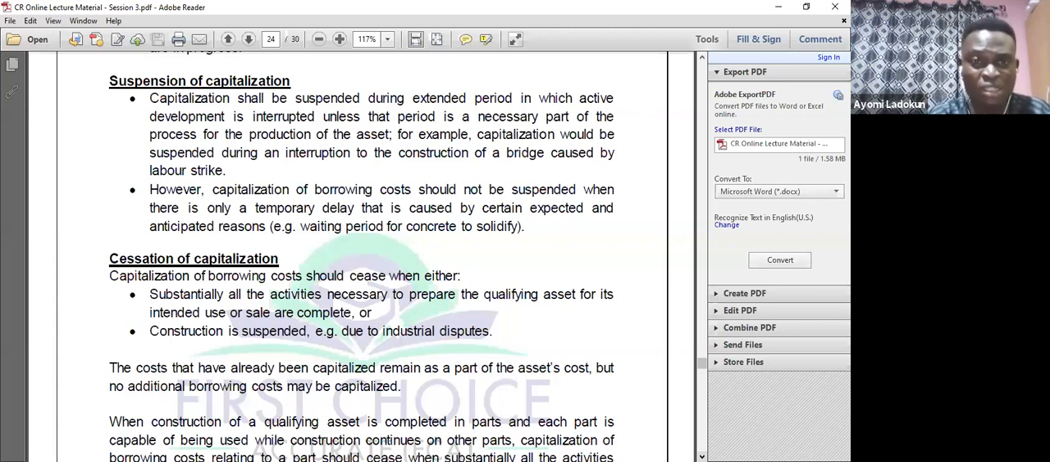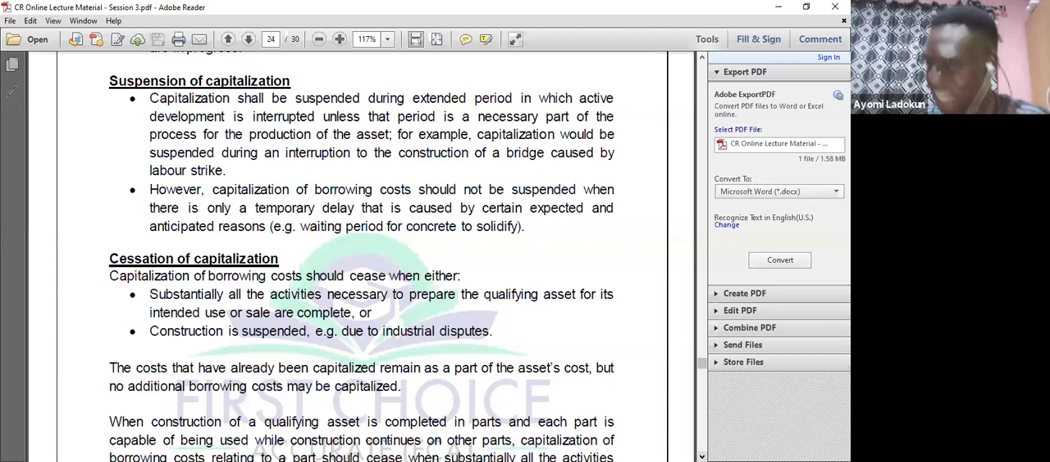That's what it means. Now listen, if I start construction in January and I borrow money in that same January, borrowing cost will start. So January, February, March, everything was going on. All of a sudden in April, there was lockdown. We cannot work again. Or there was a labor strike, or there was a shortage of supply. For that period, it could be 2 months, it could be 3 months, I will suspend capitalization of borrowing costs. What does that mean? I will expense it.